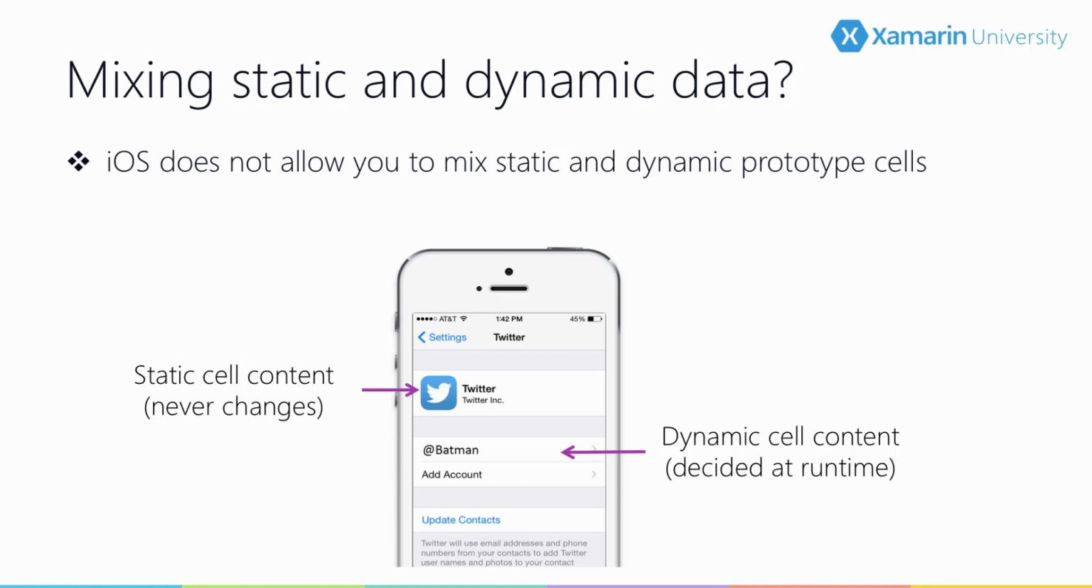It's reasonable to imagine a situation where you might want to add several static cells and then continue to populate your table with dynamic prototype cells. However, this is not possible. A workaround, though, is to simulate static cells with dynamic cells that have static content.